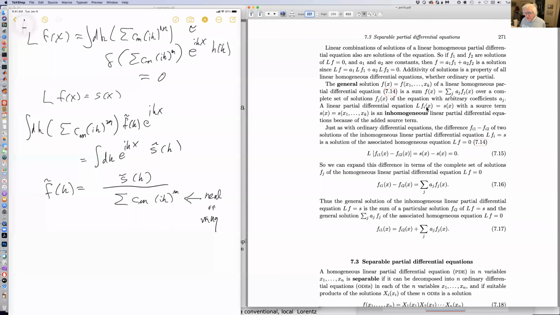And then if you have an inhomogeneous term, well, you know that if you have any two solutions, in other words, L i1 and L i2, I meaning inhomogeneous, so L i1 is S and L i2 is also S, then L on the difference is 0. So the difference can be expanded in terms of the solutions of the homogeneous equation. And that means that an arbitrary solution of the inhomogeneous equation is any old solution of the inhomogeneous equation plus a general solution of the homogeneous equation.